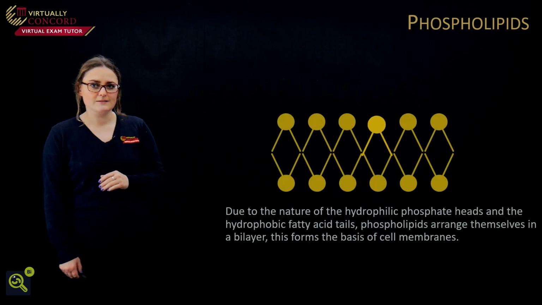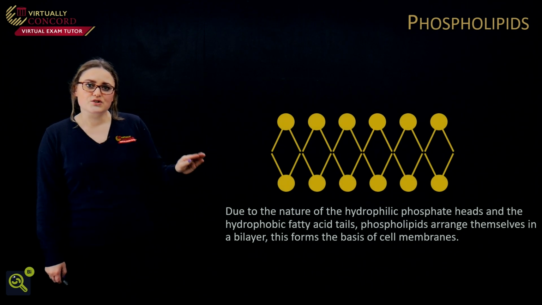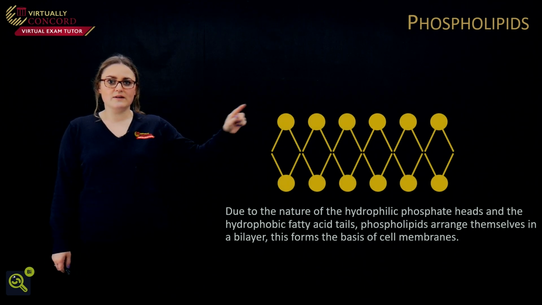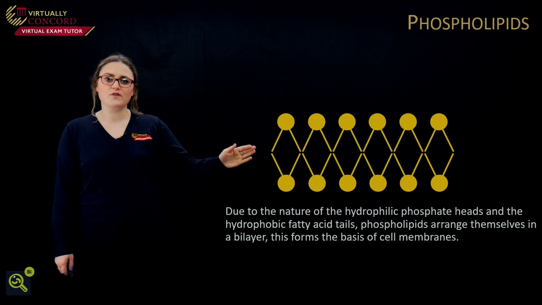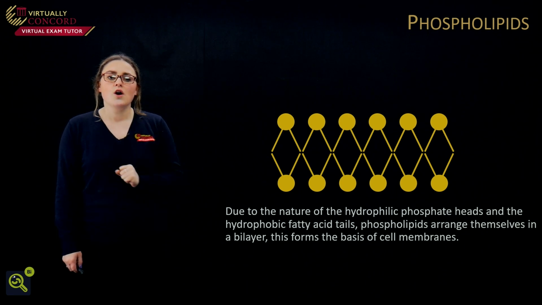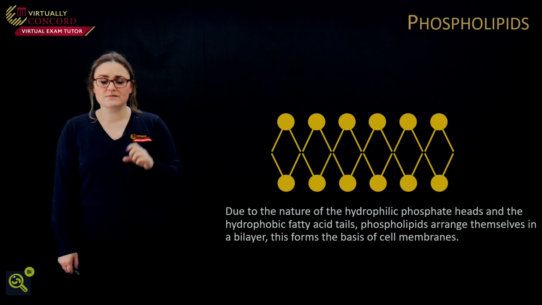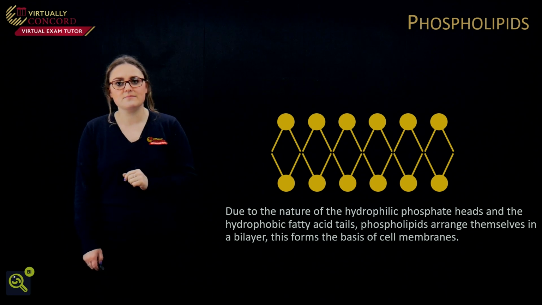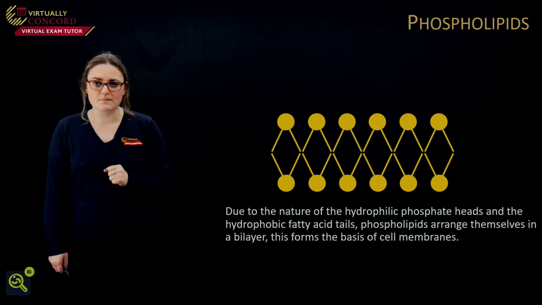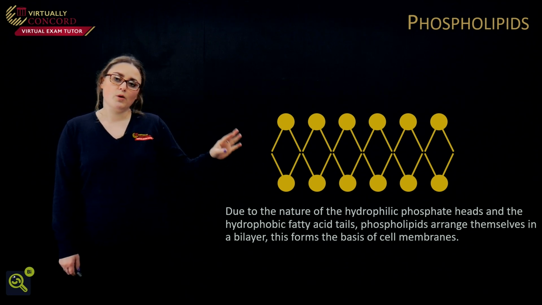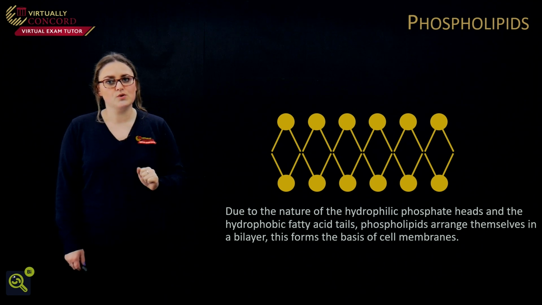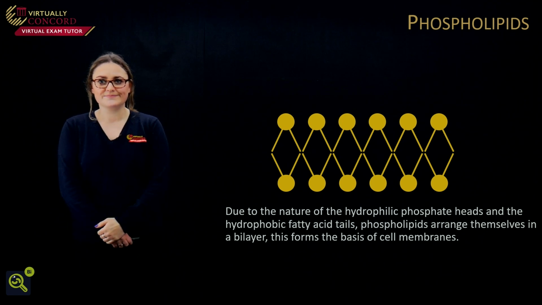So if we take a look at that, due to the nature of the hydrophilic phosphate heads, so the bits on the outside, and the hydrophobic fatty acid tails in the middle, phospholipids arrange themselves into this bilayer, okay? And this is the basis of your cell surface membranes. Now we will have a video on the properties of cell surface membranes in more detail, so you can go and have a look at that.